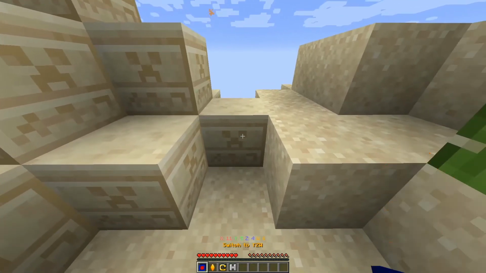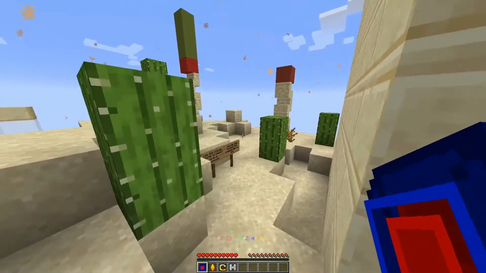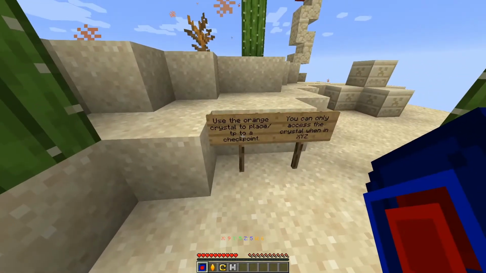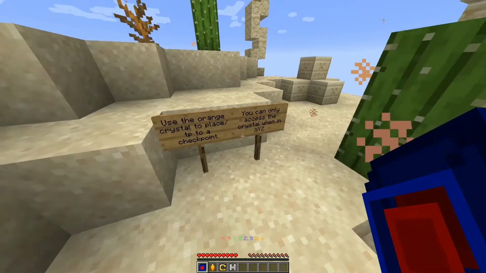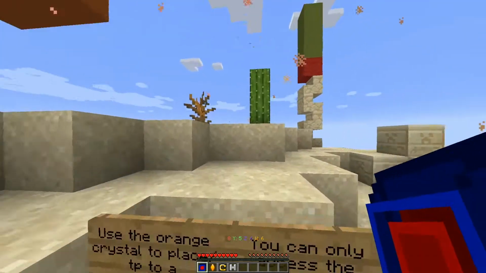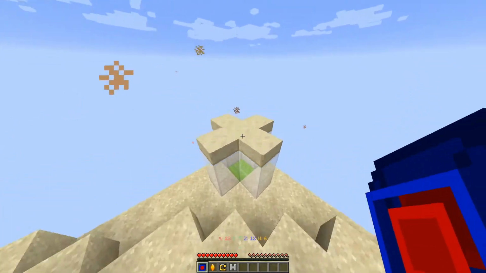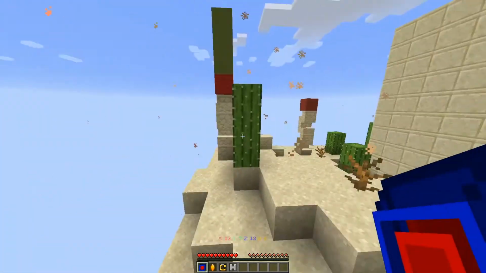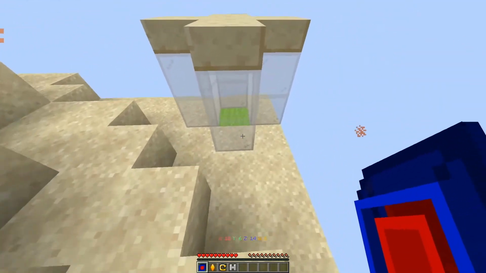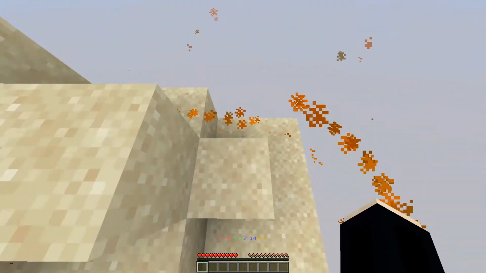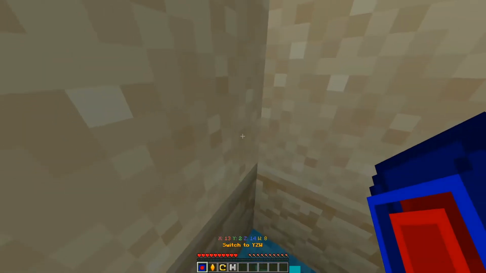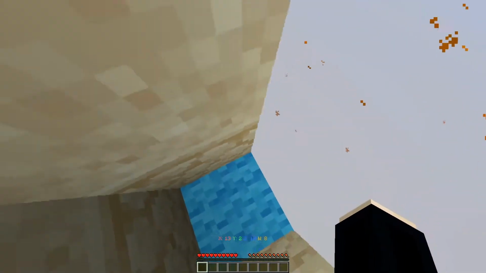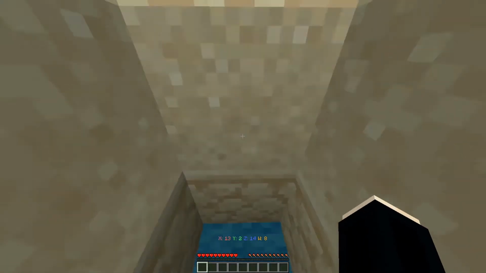Create checkpoint. What? What does that mean? Use the orange crystal placed or teleport to a checkpoint. You can only access the crystal when at XYZ. Okay. It's a little strange to think about. Oh, hey. Huh. I think I'm stuck.